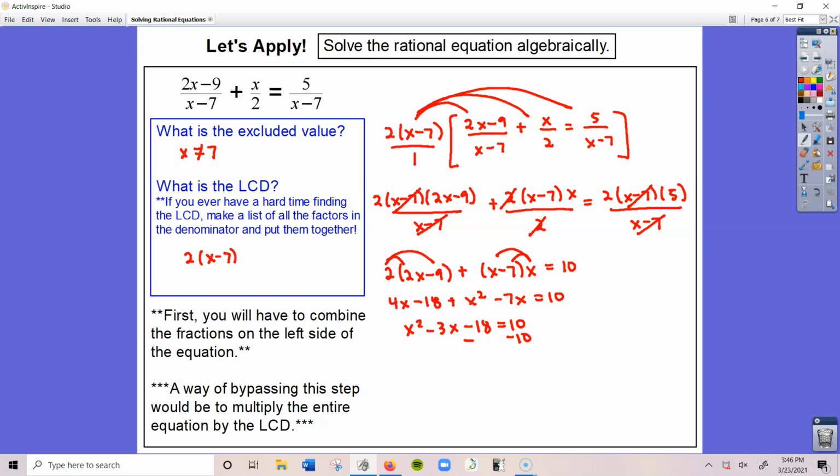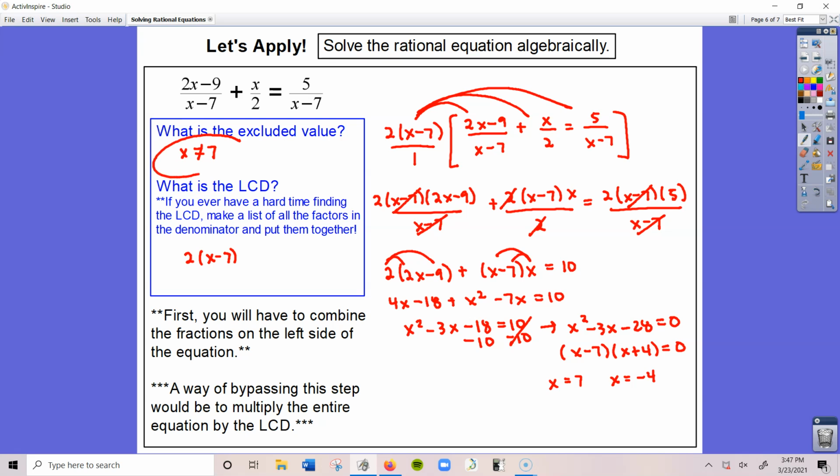Subtract the 10 to make it equal to 0 so we can factor. And this gives me x squared - 3x - 28 is equal to 0. This can be factored to (x - 7)(x + 4). And if we set each factor individually equal to 0, we get that x is equal to 7 and x is equal to negative 4.